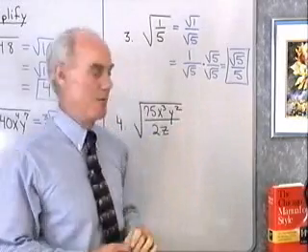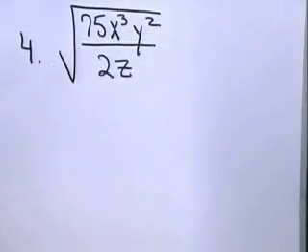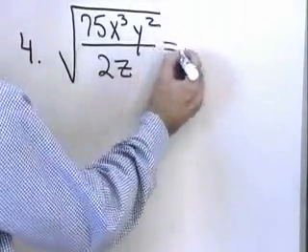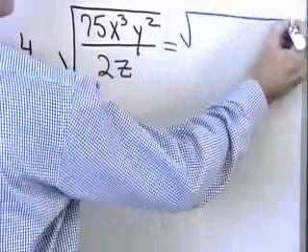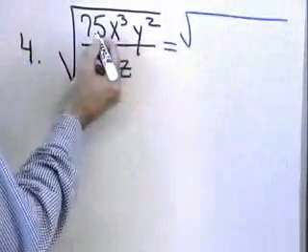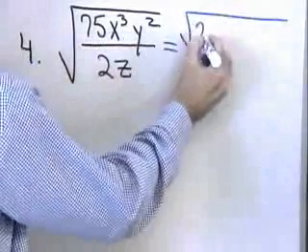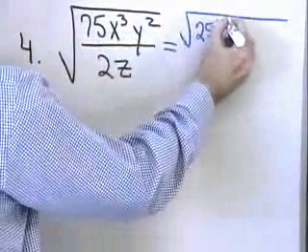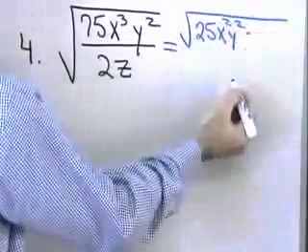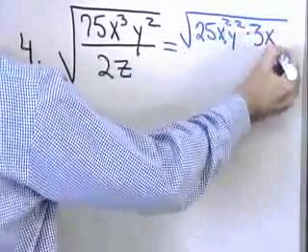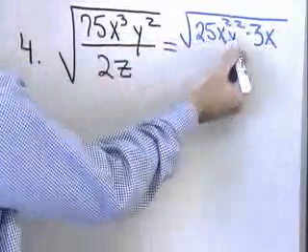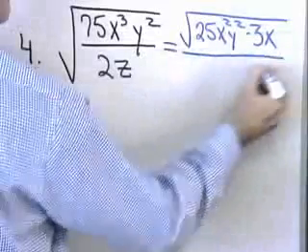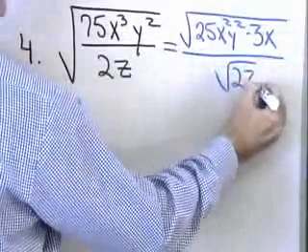Let's look at one last problem. Square root of 75x cubed y squared, all divided by 2z. First thing I'm going to do is separate the numerator and denominator into two separate radicals. As I do that, I'm going to look for the largest perfect square that divides this numerator, which will be 25x squared y squared, and that will be times 3x. So 3 times 25 is 75, x times x squared is x cubed, and then I have my y squared right there. That's all divided by square root of 2z.